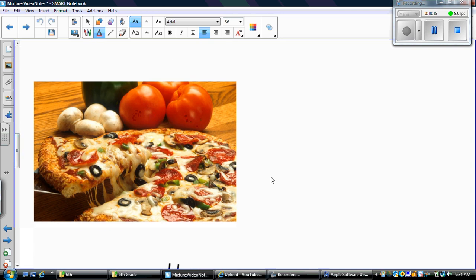Pizza, okay, we look at it, can I separate this pizza out? Yes, I can. I can pull the pepperoni, the olives, I can separate the cheese, so this is a mixture.